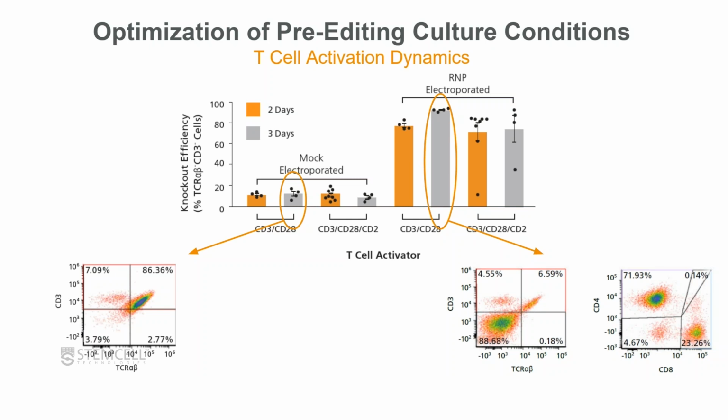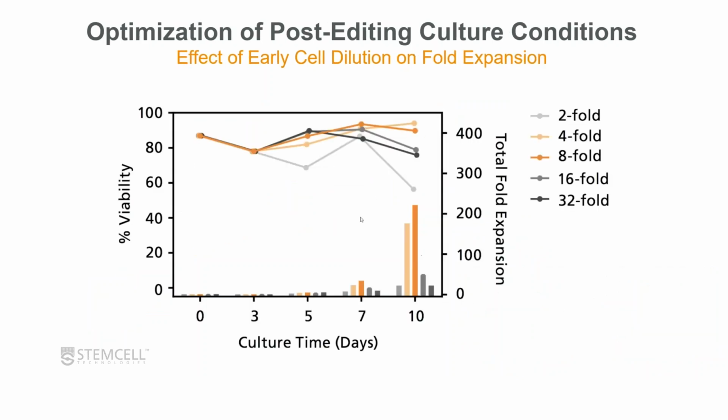Now, downstream of editing, while it's all well and good that we get very high editing efficiency, we also want to make sure that you can robustly expand these cells so you can get enough cells to perform downstream experiments. So at STEMCELL, we've also optimized culture conditions post-editing.